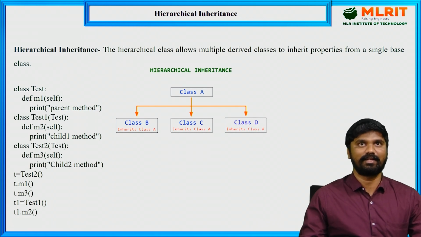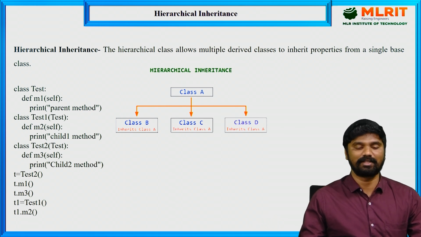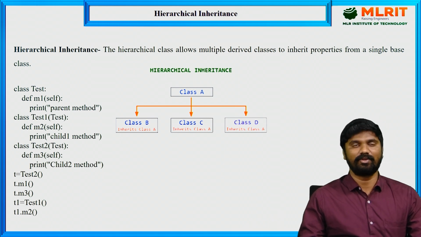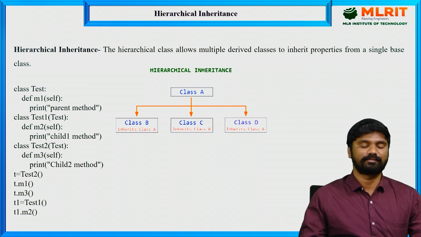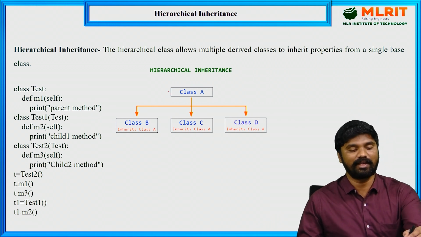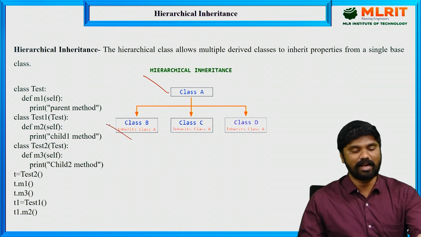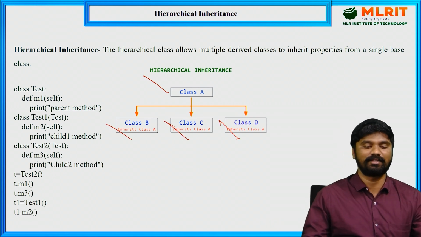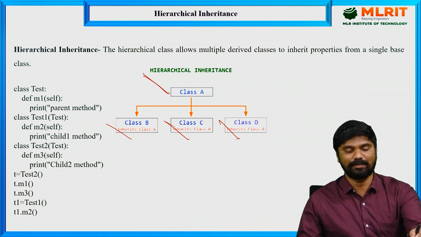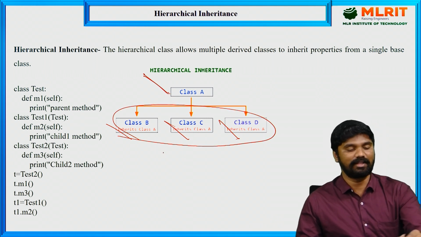What is hierarchical inheritance? Hierarchical inheritance allows multiple derived classes to inherit from a single base class. That means there is one parent class, and multiple child classes access its properties and behavior. For example, class A is the one parent class, and class B, class C, and class D inherit class A. So the single parent class A has three child classes.